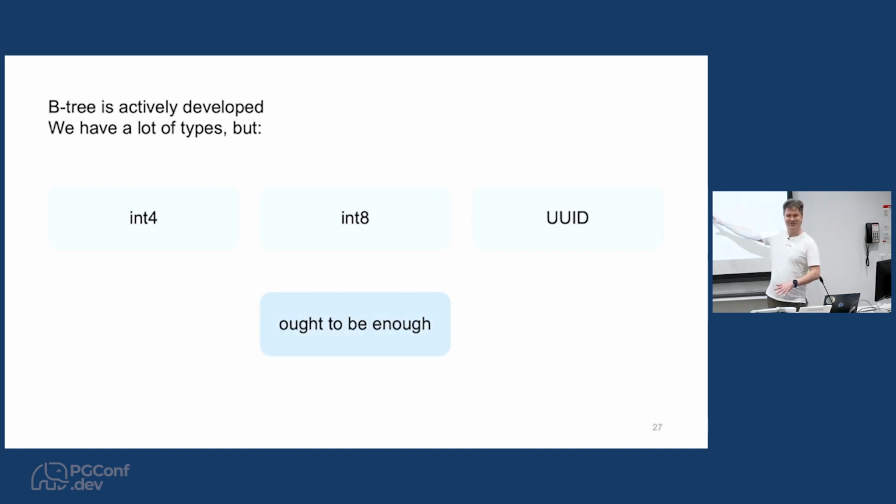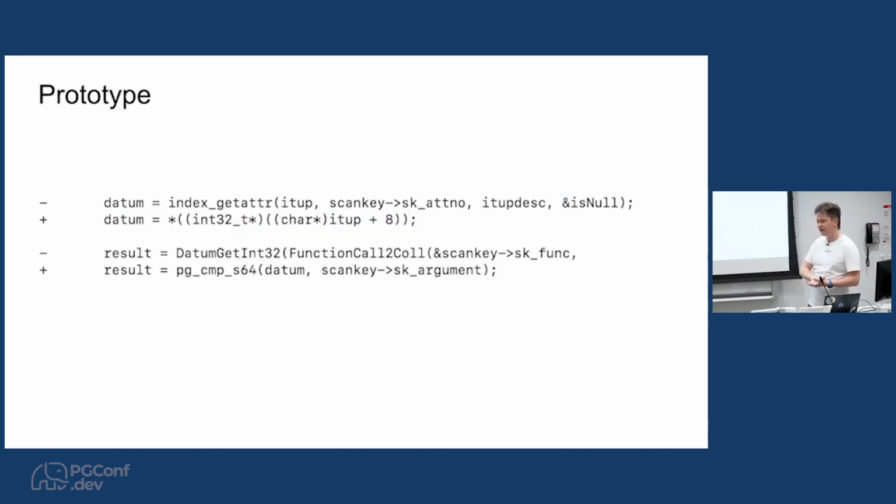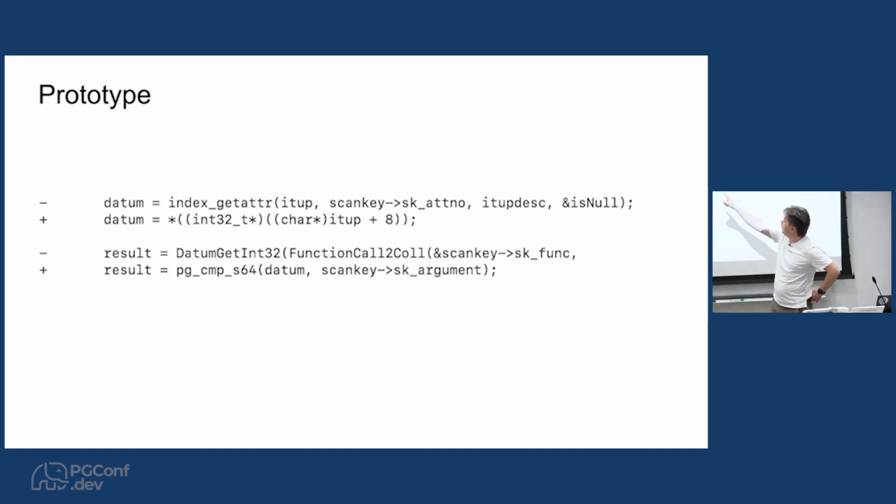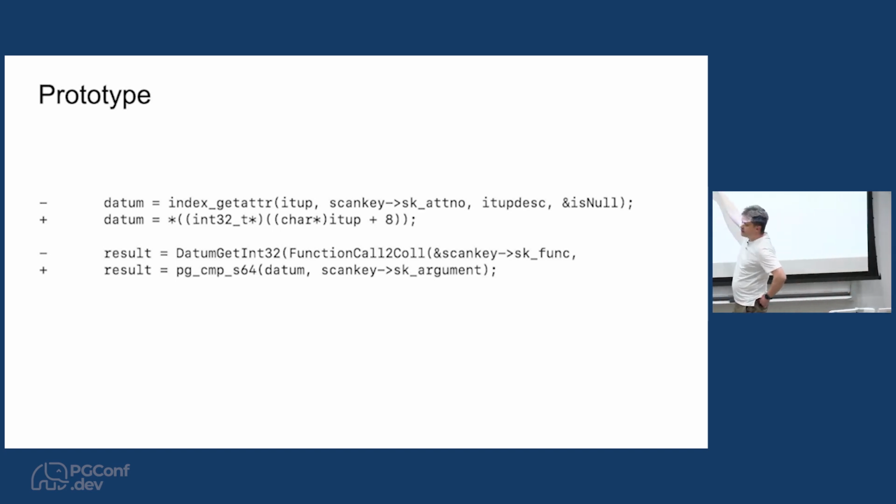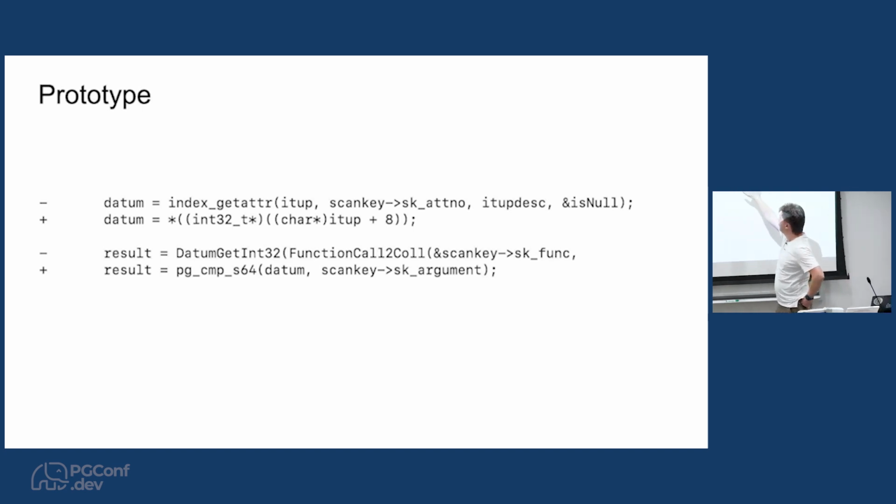Yeah, I wanted to make this reference. Just for fun, I tried to prototype it. I took the B-tree, forked it into an extension, and replaced exactly 2 lines. In one line, I'm not doing deforming of a tuple. I know that there is an 8-byte header, and I extract the value from that part. And instead of an indirect call to the operator class, I'm just doing the compare locally in btcompare.